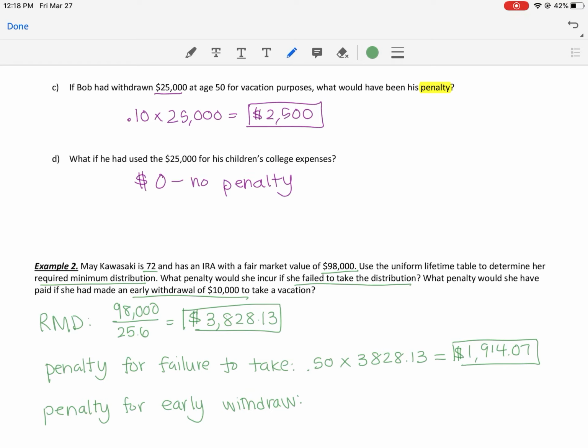However, what penalty would she have paid if she made an early withdrawal of $10,000? So let's say like earlier in her life, before she was at that age of 70 and a half, she needed $10,000 for vacation. She would have paid a 10% penalty, so 0.10 times the 10,000. So she would have had to pay $1,000, which means in essence she would have gotten $9,000 back out of her $10,000.